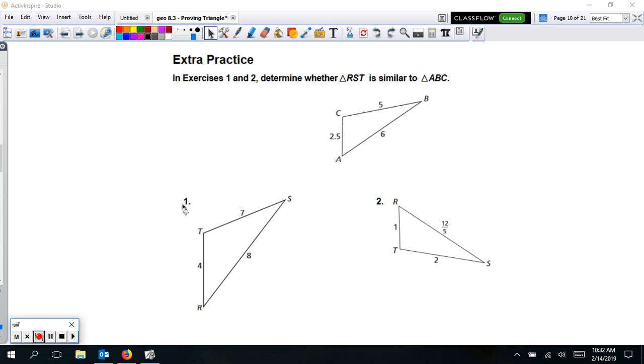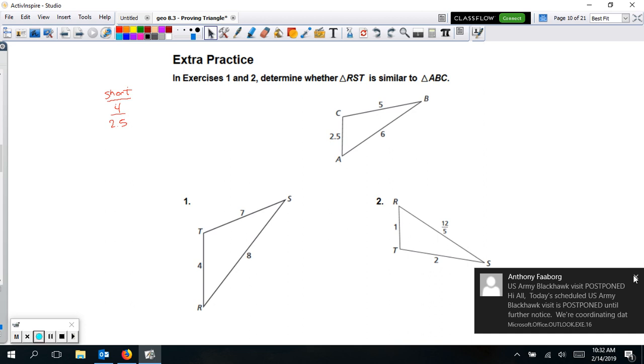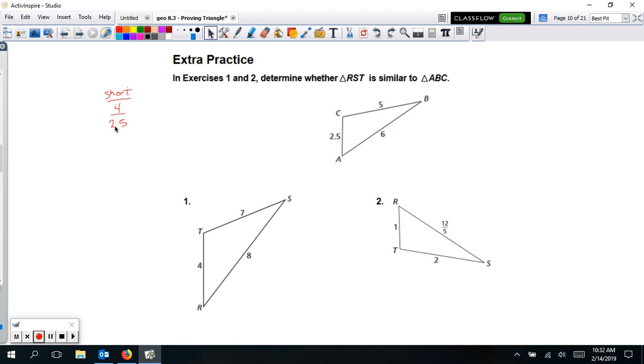If we start with number 1, we want to look at their shortest sides first. On these, the short side on number 1 would be 4, and the shortest one here is 2.5. So we're looking at 4/2.5, and we want to reduce this down. To make this not a decimal, we'd move the decimal to make it 25, which means we add a 0 to the 4, so that it will equal 40/25. Now there's no more decimal in our fraction, and we can reduce 40/25 down to its lowest form. That would be 8/5, since 5 goes into the top and bottom.